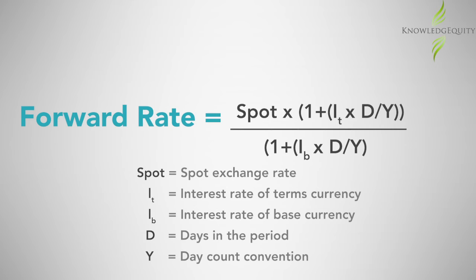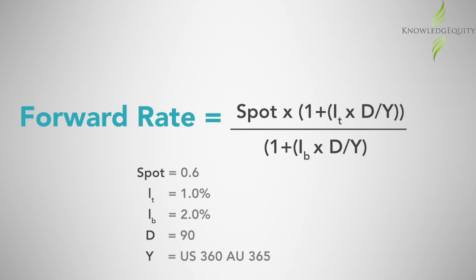To lock in an Australian dollar amount, the exporter could enter into an FEC with a bank to buy Australian dollars and sell $2 million at the current 3-month forward rate. Assuming interest rates in the US were 1% and interest rates in Australia were 2%, then the forward rate is calculated as follows.